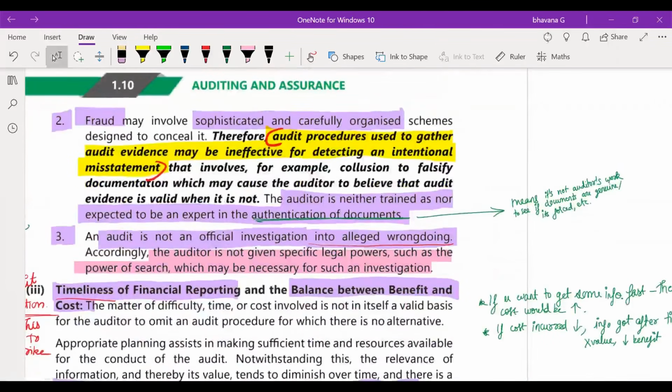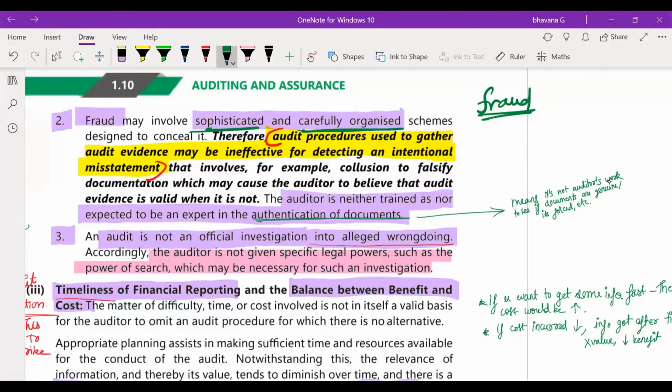Next is that fraud may involve a sophisticated and carefully organized scheme designed to conceal it. So here what they tell you is, when somebody is going to do a fraud in the company, it will be carefully organized and sophisticated. It will be designed in such a way that you are not able to find it out.